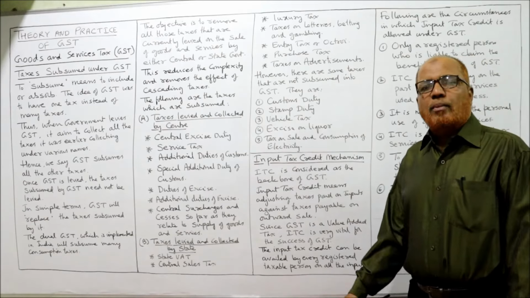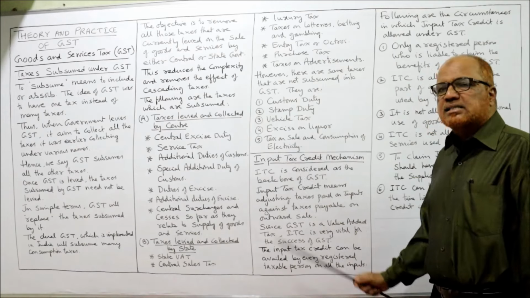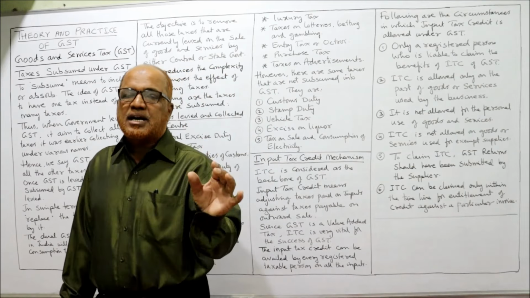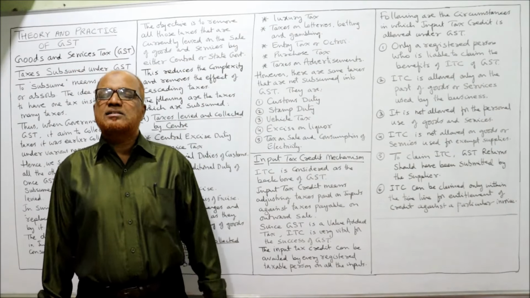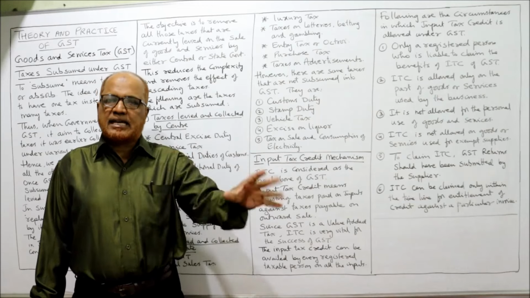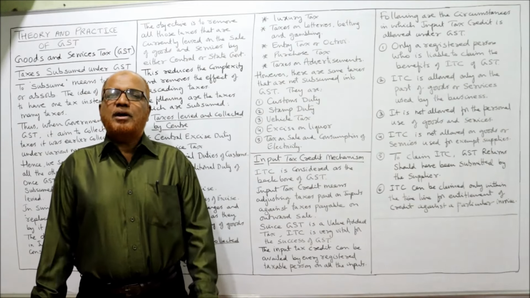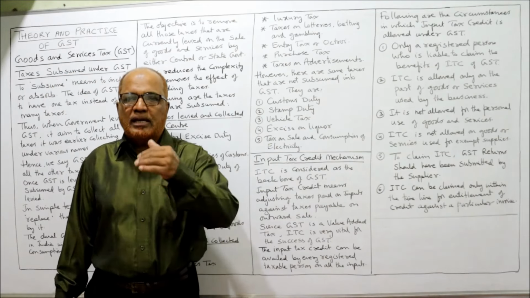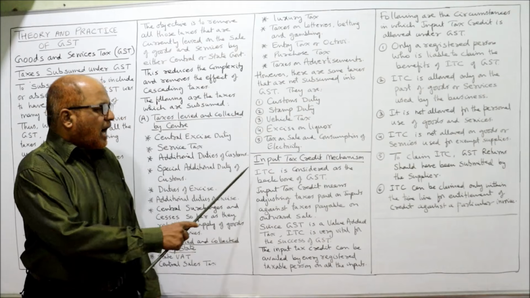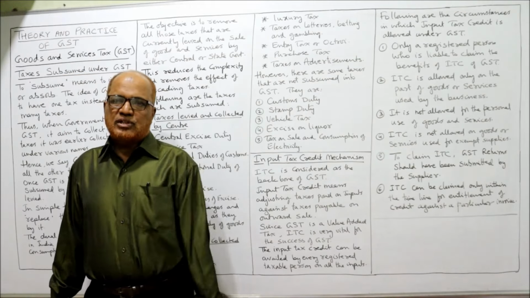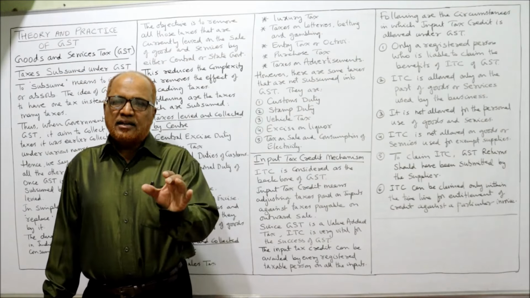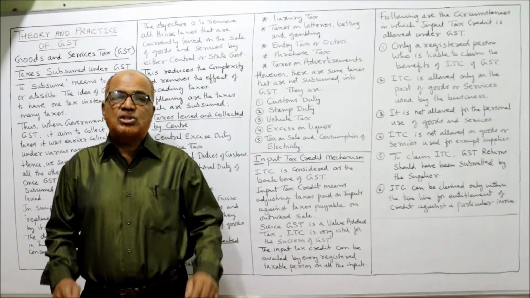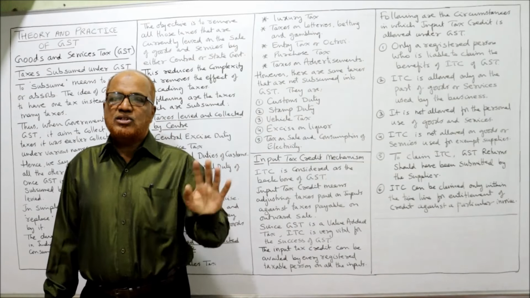Now I am going to explain you about input tax credit mechanism. Input tax credit mechanism. In simple words, we can say ITC. Input tax credit. Again, in examination, you may be asked a question regarding explain about the input tax credit mechanism. So listen to the lecture carefully now. ITC is considered as the backbone of GST. This input tax credit is considered as the backbone of the GST. It's the main factor of the GST.